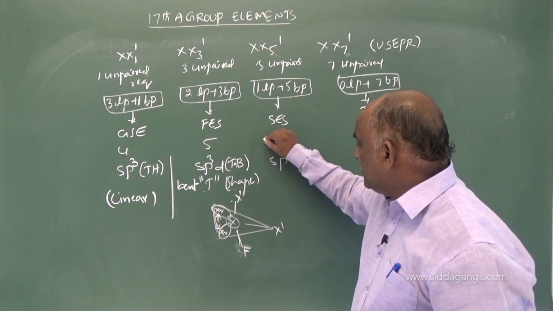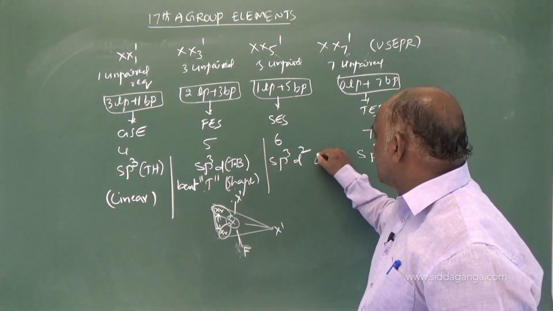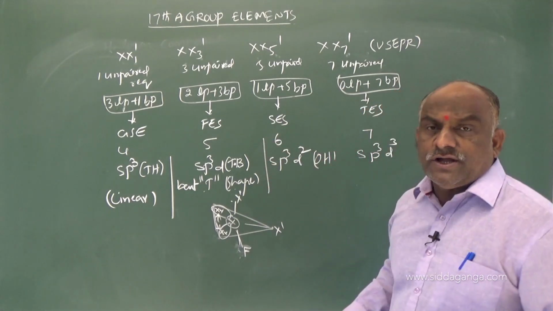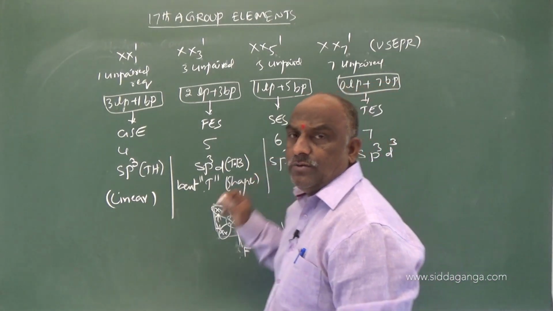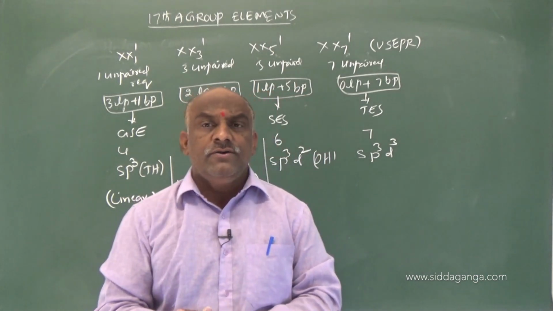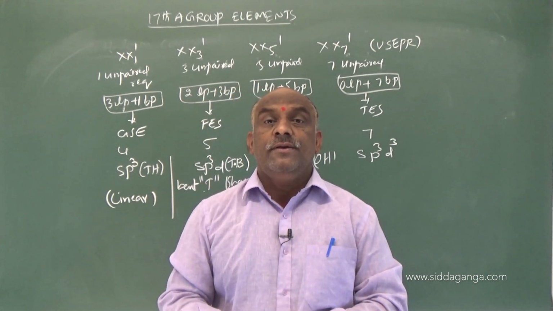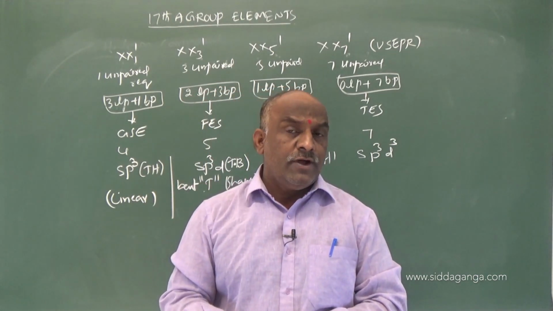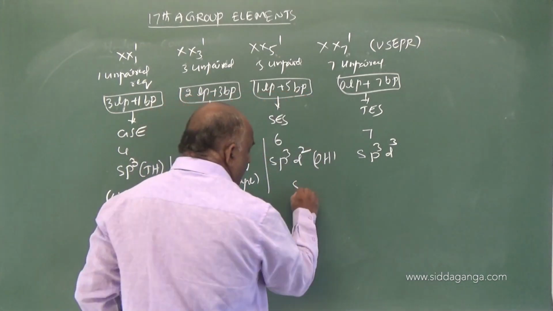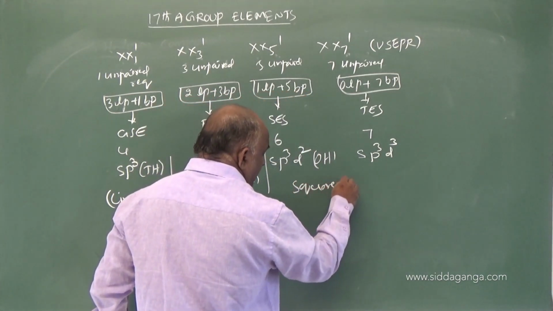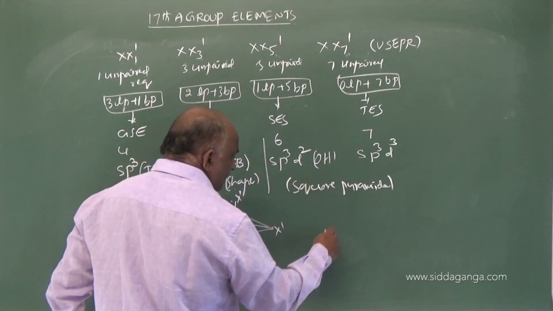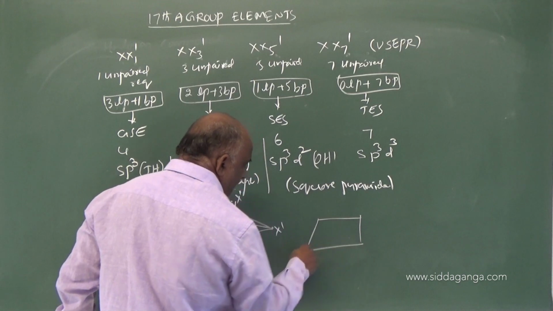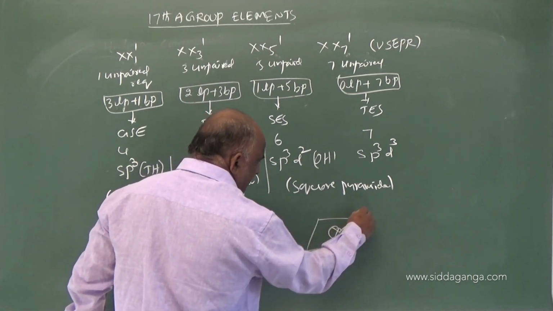While coming to this one, actually for sp3d2 we expect octahedral shape, but here 1 lone pair and 5 bond pairs take place. One lone pair with 5 bond pairs means the shape of the molecule is square pyramidal. Very, very important: 1 lone pair and 5 bond pairs is square pyramidal. It is a square pyramidal shape, and we should write it like this: it is X, and X dash.